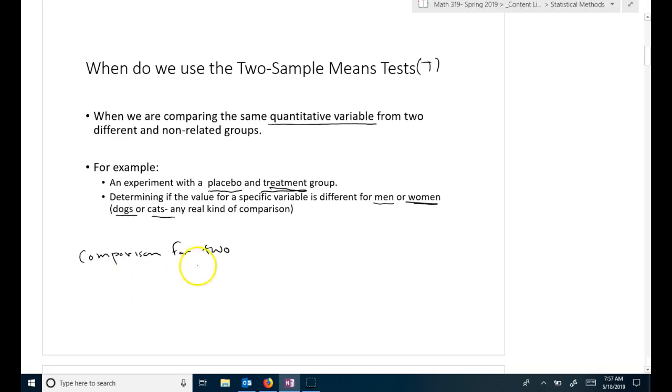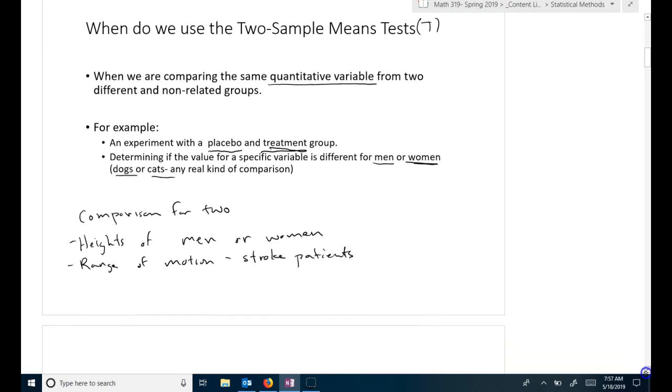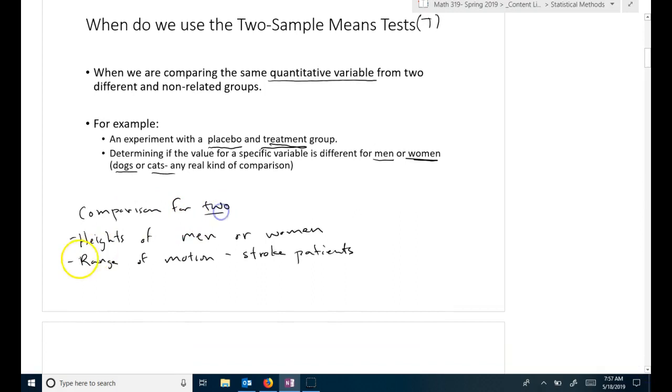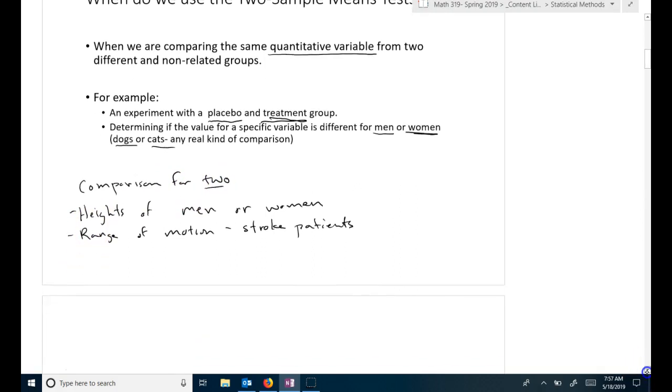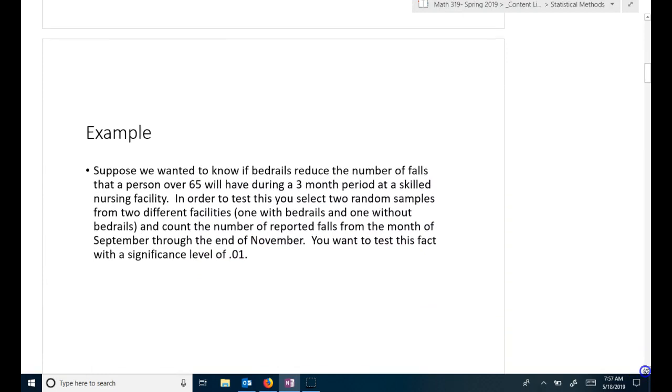So for example, maybe we want to see the heights of men and women. That's our quantitative variable. Or maybe we want to see the range of motion for stroke patients depending upon the kind of stroke. So maybe one is a hemorrhagic stroke and the other one would be a different kind of stroke. So what we get here is that it's a comparison of two groups, on a quantitative variable. Okay, so let's take a look at an example.